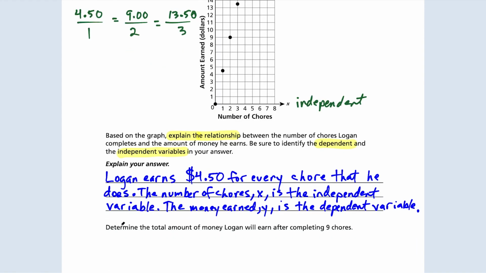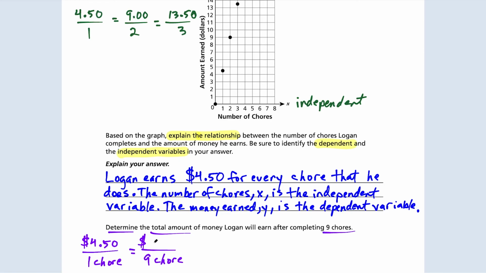So now for the last part of this question, we're going to determine the total amount of money that Logan earns after completing 9 chores. Well, remember what we said before, that we have a proportion between the number of chores and the amount of money that Logan earns. So what we could do here is say Logan earns $4.50 for one chore, and we're going to set this equal to this ratio. We're going to have 9 chores on bottom, and we want to know how much money does Logan earn for 9 chores.